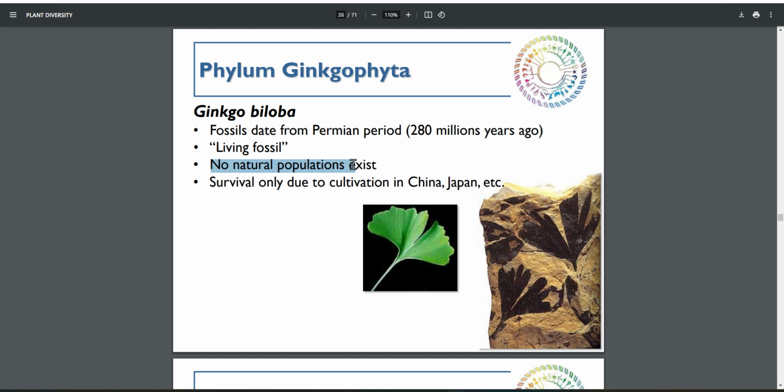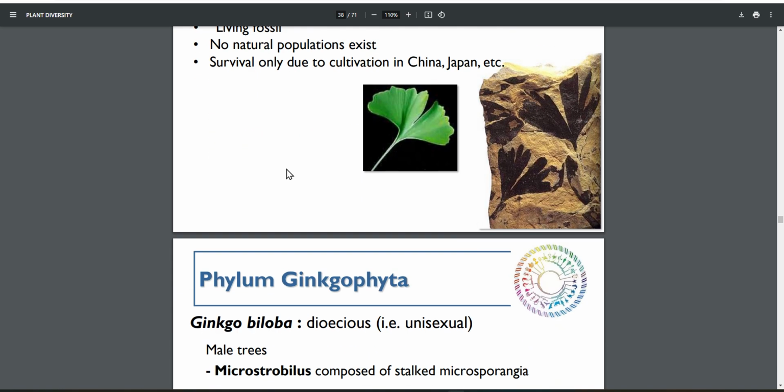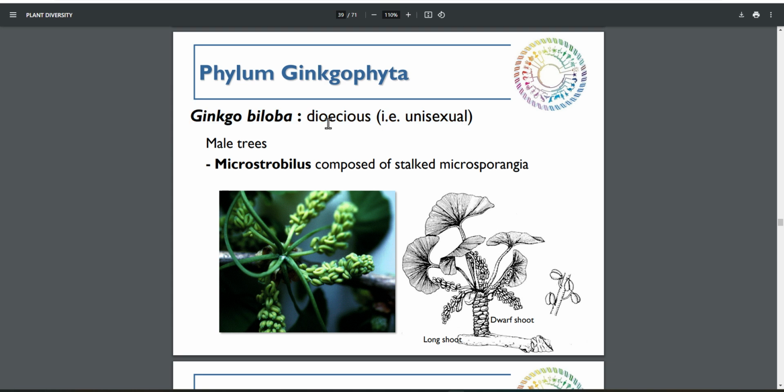Currently it's believed that no natural population exists for Ginkgo biloba, and its survival is only due to cultivation in China, Japan, Korea, and other places. But I believe they're also used as street trees nowadays in various locations. Anyways, so these are the new parts. The rest, they're new. So pay attention.